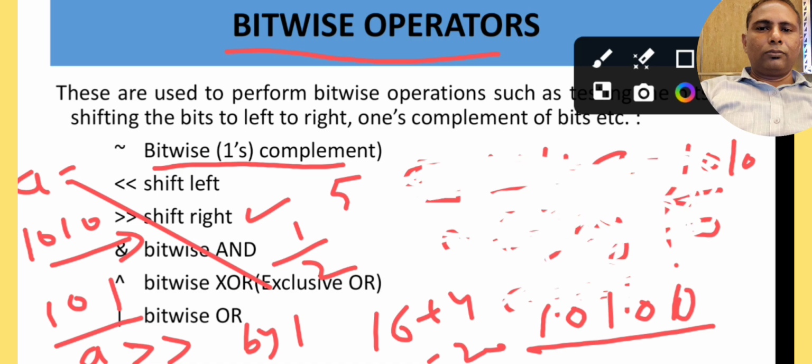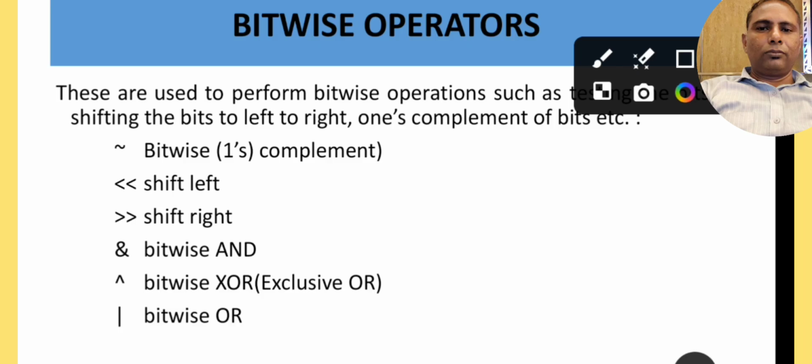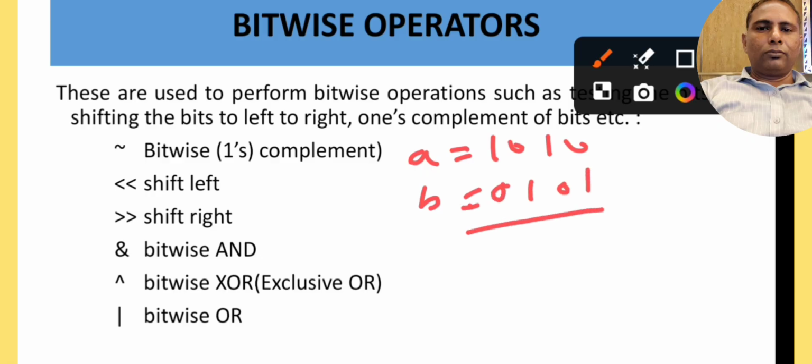Now if we talk about the bitwise AND operator, suppose a is equal to 1010 and b is equal to 0101. In case of bitwise AND, this means a dot b. A dot b means 0 dot 1 is equal to 0, 1 dot 0 is equal to 0, 0 dot 1 is equal to 0, 1 dot 0 is equal to 0. So this will be the answer of the bitwise AND operator.